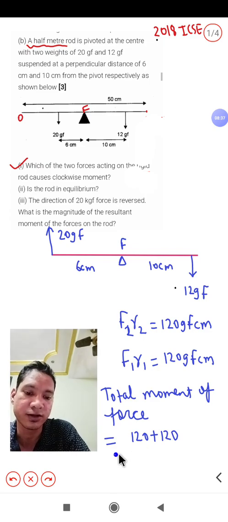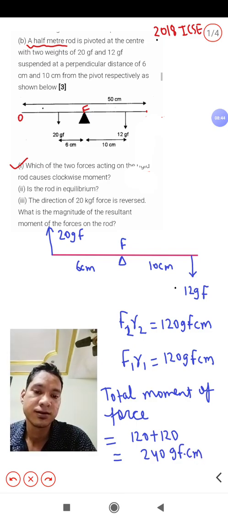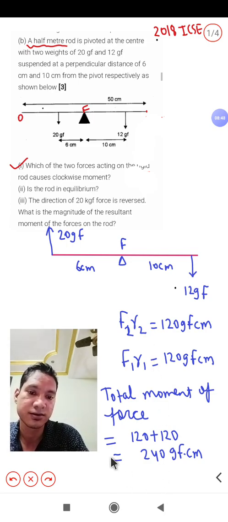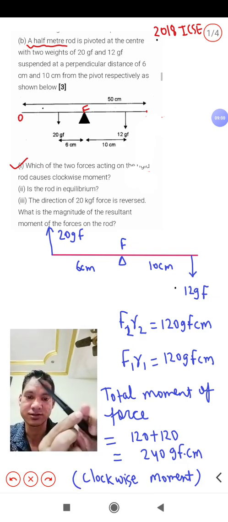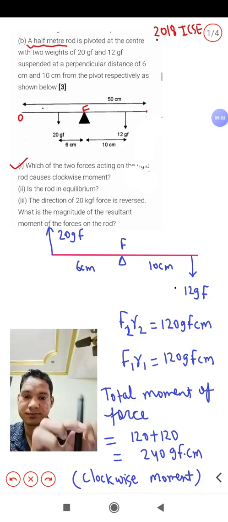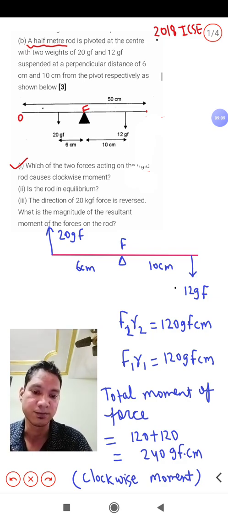this will cause rotation in the rod, 240 gram force centimeter. And well, you need to write further that this will be clockwise moment, because as you can see the rod will rotate in a clockwise sense, like this. Okay, clockwise direction. So you need to write that in the bracket down below.